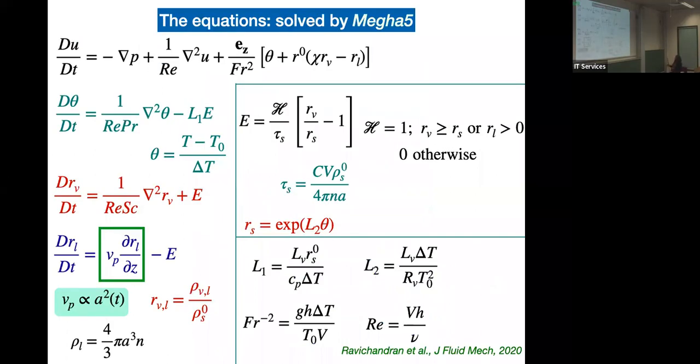Okay, so now the equations that we solved. There is this code which is called Mega 5, where Mega means cloud. It's a beautiful code which runs in parallel, and Ravichandran, my co-author, had a big hand in developing this code. So the equations we're solving are the Navier-Stokes under the Boussinesq approximation, where theta is temperature differences, and RV and RL are measures of the concentration of vapor and liquid, and they each contribute to the density differences. So liquid droplets are heavier, and vapor is lighter than air, and then there's temperature. So these three things contribute to the buoyancy, and that goes into the Navier-Stokes with a Froude number squared in the denominator. That's the standard thing.